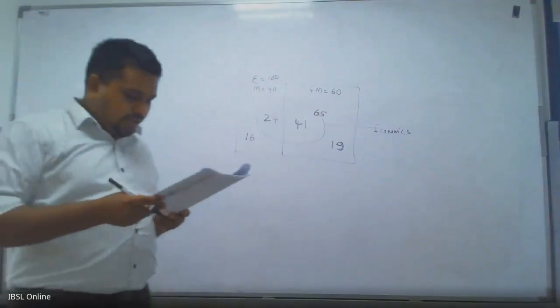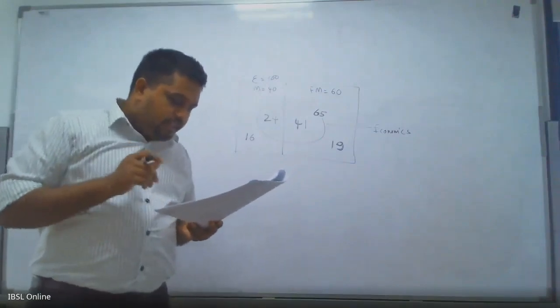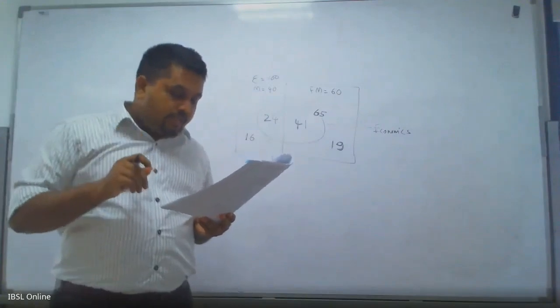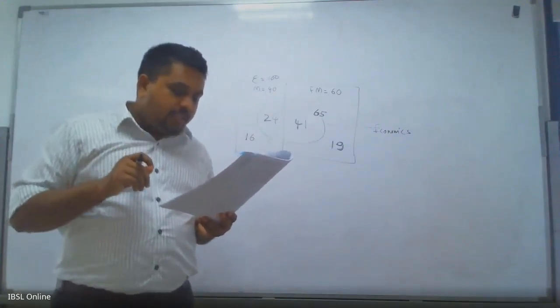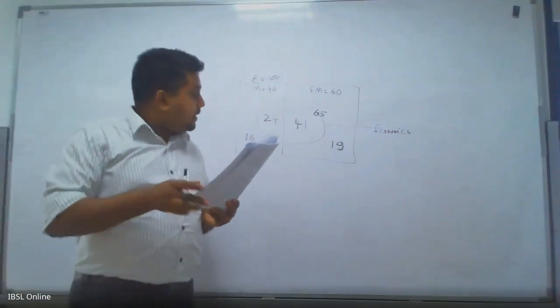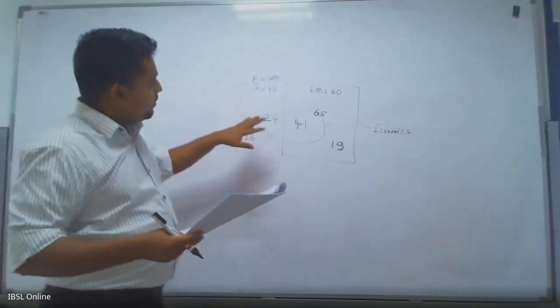Let's try to answer the questions. An undergraduate selected randomly is female. Calculate the probability that she is not studying economics. Now, look at the statement. An undergraduate selected randomly is female. Now, they have selected one person.